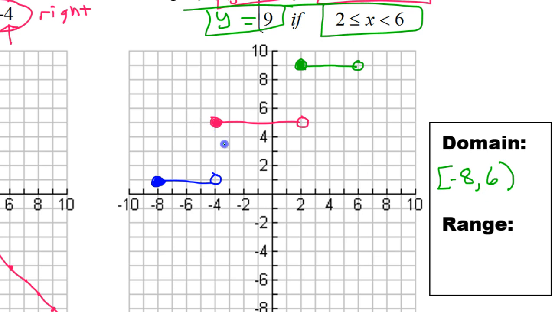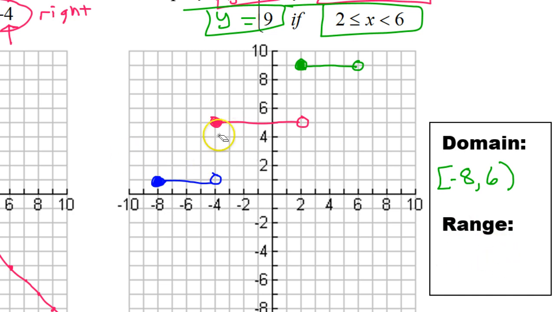I can use interval notation because no x values are missing. This blue part goes from -8 to -4, and then the red part picks up immediately at -4. There are no missing x values between -8 and 6. Now the range, we cannot use interval notation. I can't just say, okay, the lowest is 1, the highest is 9, so it'll be 1 to 9. You can't do that because of all the gaps.